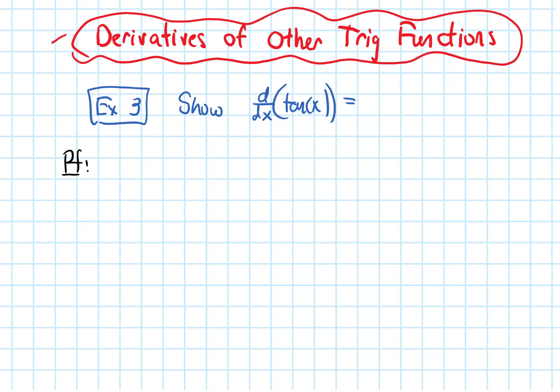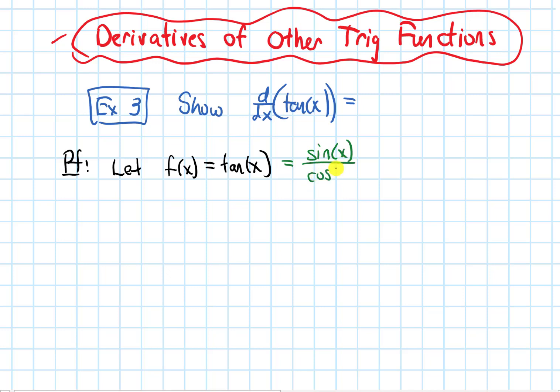Rather than in the previous video, where I just told you what the derivative was and then we verified it. So let's prove this. Luckily with tangent of x, I don't need the definition of the derivative, because if I let f of x be tangent of x, I can rewrite this as sine x over cosine x. And we now know the derivatives of both of those functions.